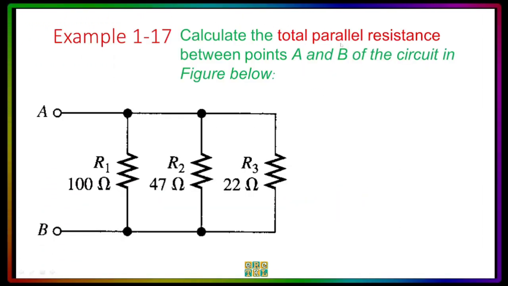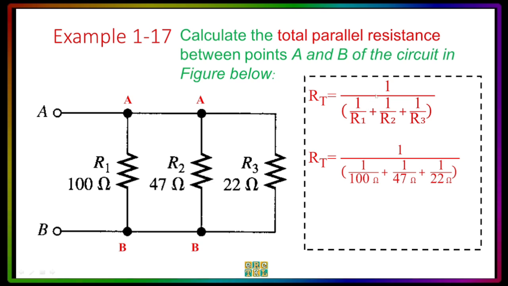Now, let's calculate the total parallel resistance between points A and B of the circuit in the figure below. We have R1 100 ohms, R2 47 ohms, R3 22 ohms. We'll just take for now the total resistance. Again, the resistors are all connected at points A and B. So the formula is 1 over R1 plus 1 over R2 plus 1 over R3. So 1 over 100 plus 1 over 47 plus 1 over 22 ohms.